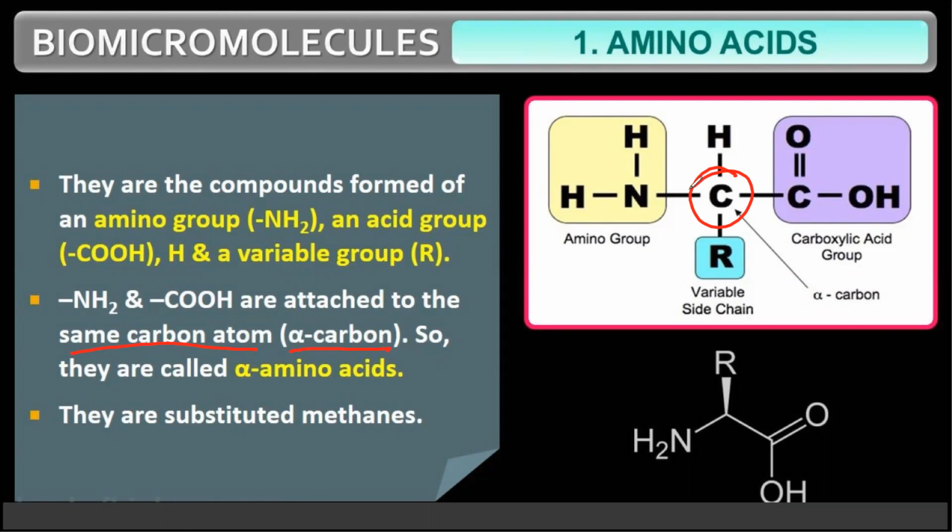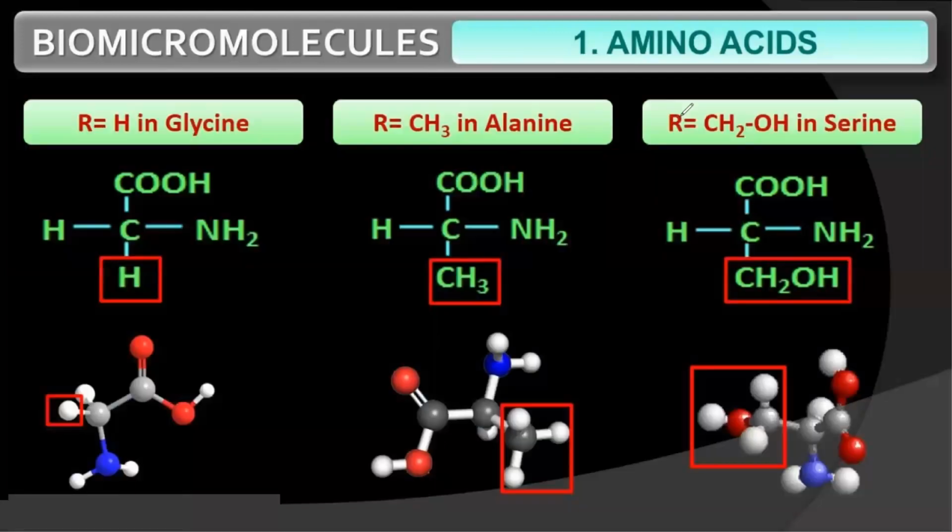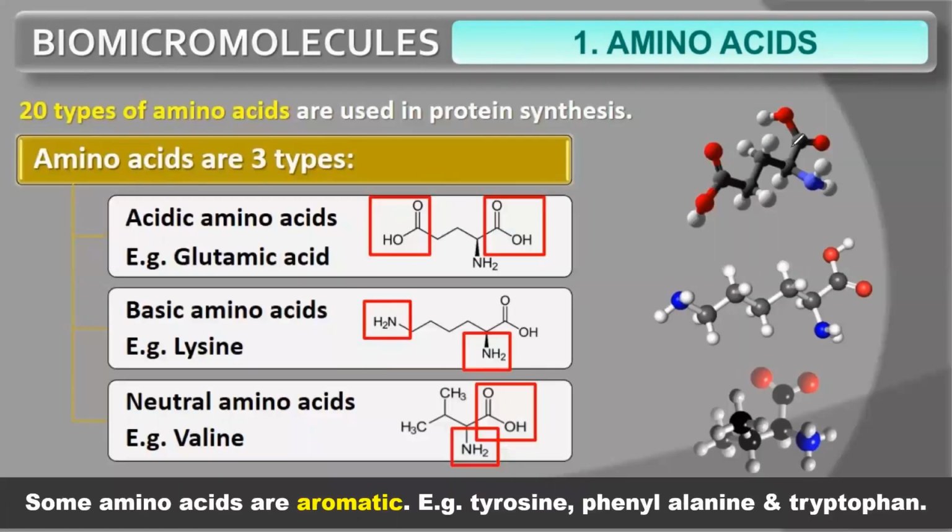They are substitutes of methane. Here are a few examples of amino acids: glycine, alanine, and serine. There are around 20 types of amino acids used in protein synthesis in the human body, and these are categorized as acidic amino acids, basic amino acids, and neutral amino acids. Some amino acids are also aromatic in nature, like tyrosine, phenylalanine, and tryptophan.